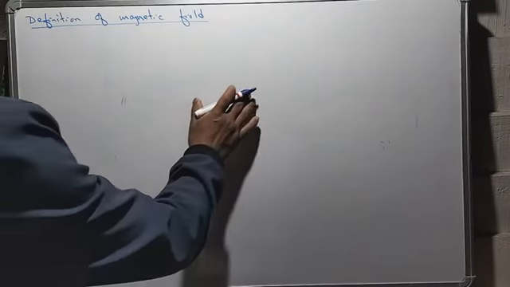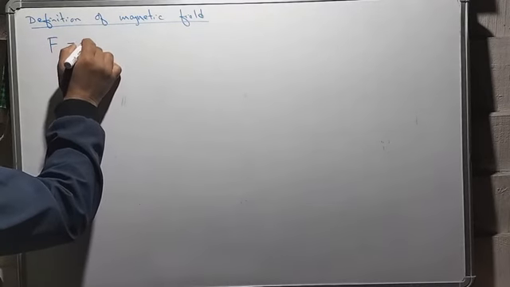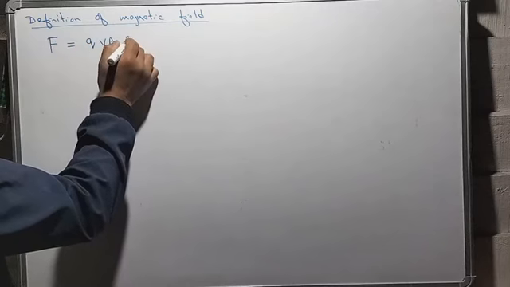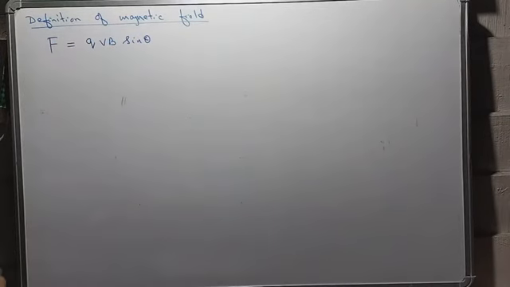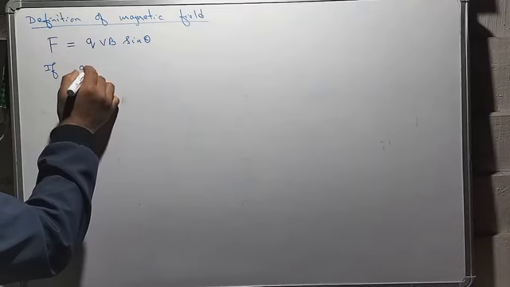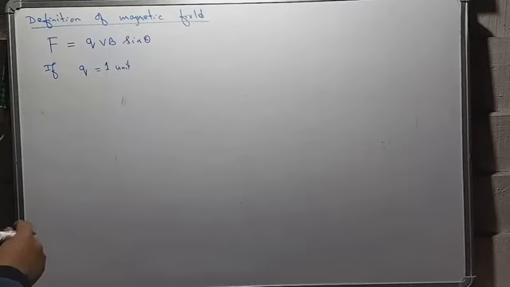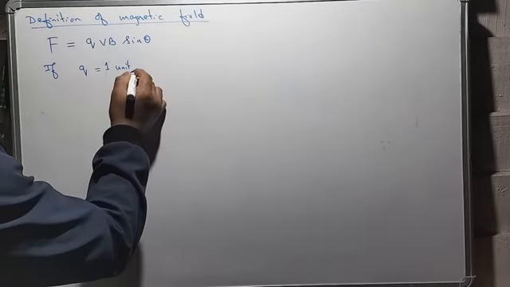Definitions of magnetic field. From the equation of the magnetic force, we have F equals Q V B sine theta. This is the magnetic force experienced by a charge moving in a magnetic field. So from here, if I say that this charge is 1 unit, it may be 1 coulomb or 1 microcoulomb or 1 picocoulomb and so on.